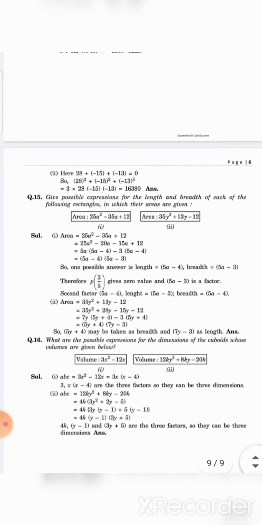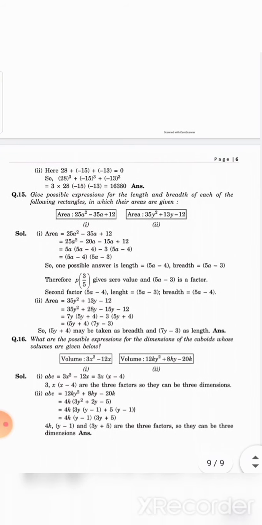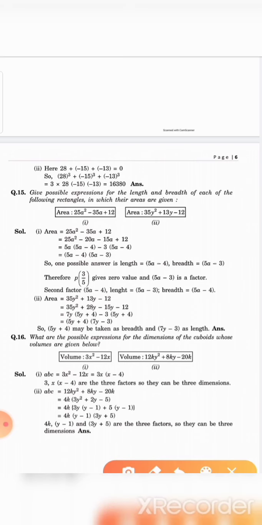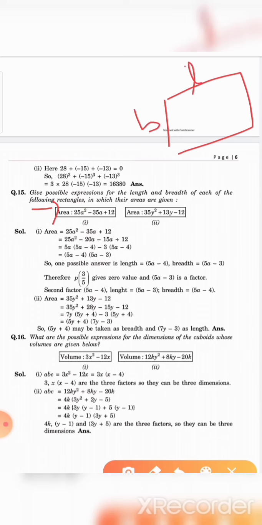Next, question number 15. Give possible expressions for the length and breadth of each of the following rectangles, whose areas are given. Here the rectangle's area is given in polynomial form. We have to find the length and breadth for that. It means we have to factorize the polynomial, and we get two brackets, which are the length and breadth.